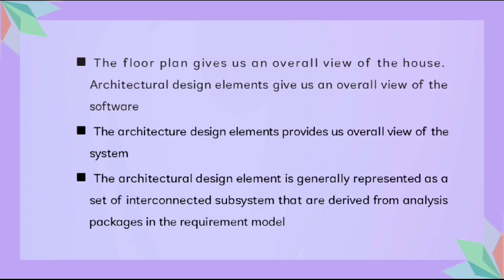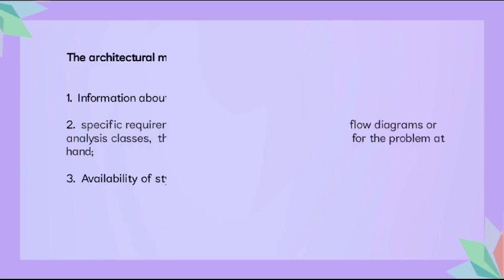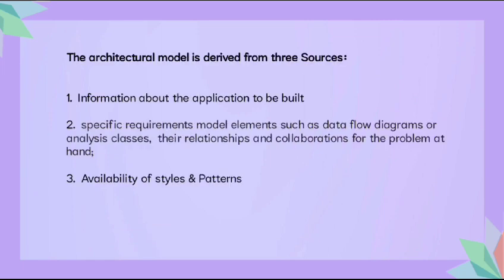The architectural design elements are generally represented as a set of interconnected subsystems that are derived from analysis packages in the requirement model. The architectural model is derived from three sources: information about the application to be built; specific requirements, model elements such as data flow diagrams or analysis classes, their relationships and collaborations for the problem at hand; and availability of styles and patterns. The first one is information about the application to be built.